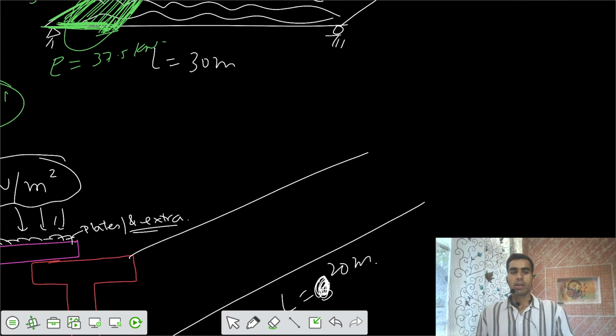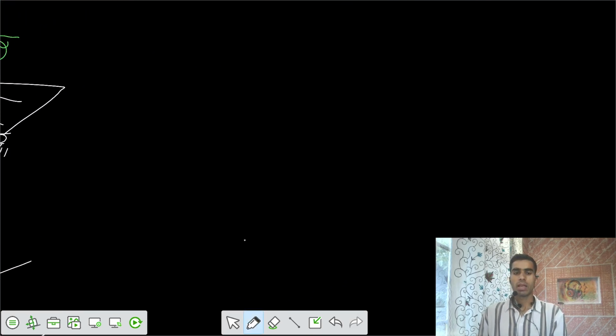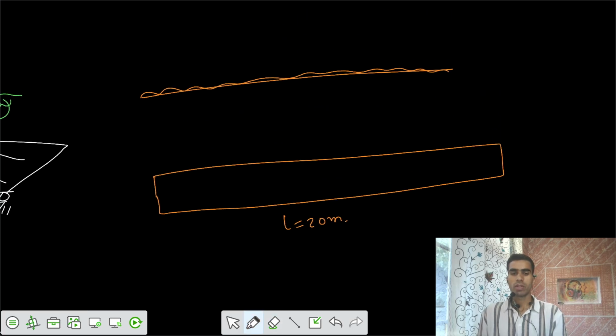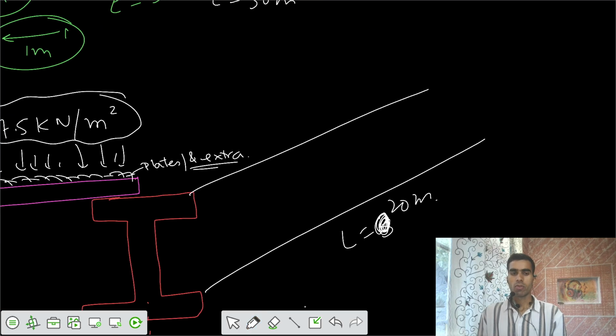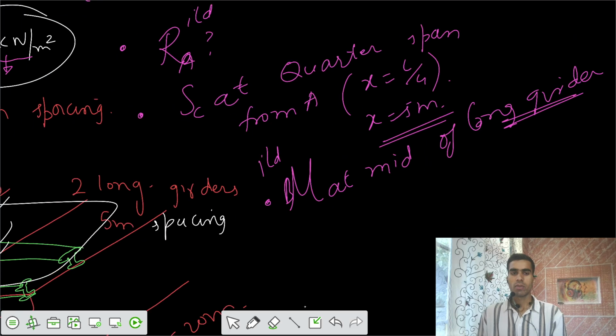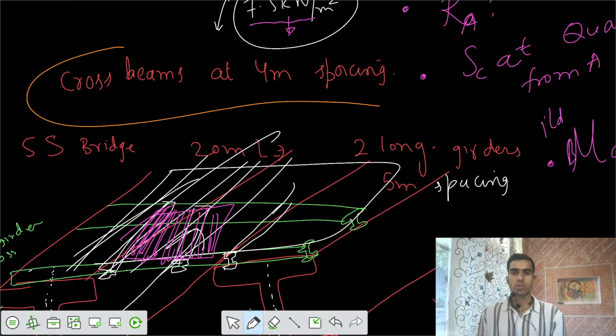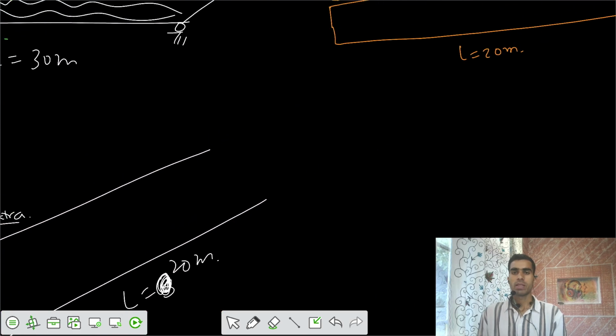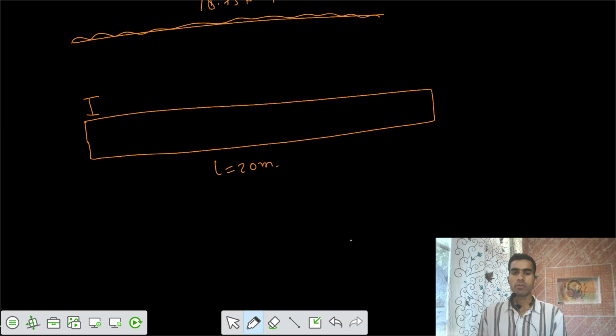Now, finally, if I analyze it as a separate girder, you have a girder of L equals 20 meter, and we have a loading intensity of W1G equals 18.75 kilonewton per meter, and we have some floor beams, and the spacing was mentioned that floor beams were spaced at 4 meter. It was mentioned that cross beams are at 4 meter spacing, so we have to carefully check that also. So cross beams are to be placed at 4 meter spacing.